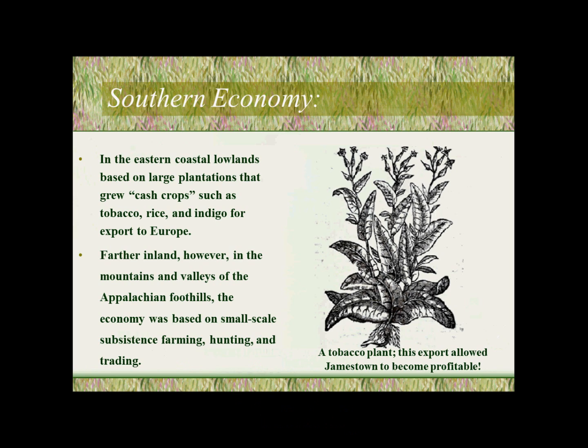Now, if you remember before, we talked about the Virginia Cavaliers. Those were the wealthy people that got free land from the king. This is where their land is. We said this is the good land. But remember, if you were poor, you didn't dilly-dally. You had to keep on walking to the Shenandoah Valley. Well, if you were poor, you went farther into the Appalachian foothills. And that's where you had your, again, subsistence farm, a small farm, and hunting and trading. Still like that today.